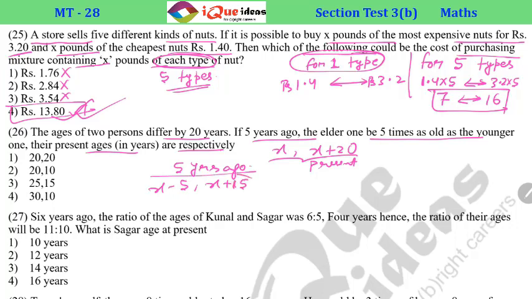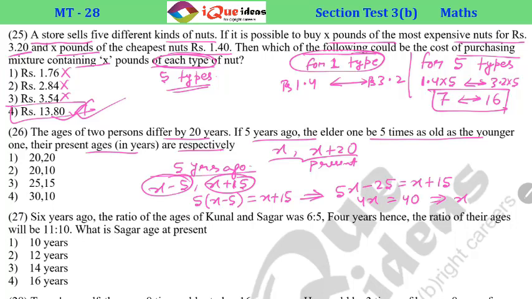Here it says x plus 15 is equal to 5 times x minus 5. So I write 5 into x minus 5 is equal to x plus 15. Simplify this. If you open it, it will be 5x minus 25 equal to x plus 15. So x goes to the other side, 5x minus x is 4x. 25 goes to the other side, gets added. 25 plus 15 is 40. So this gives us x is equal to 10.